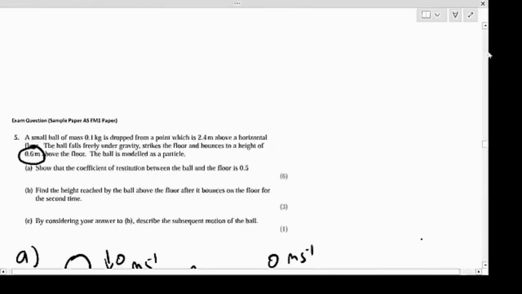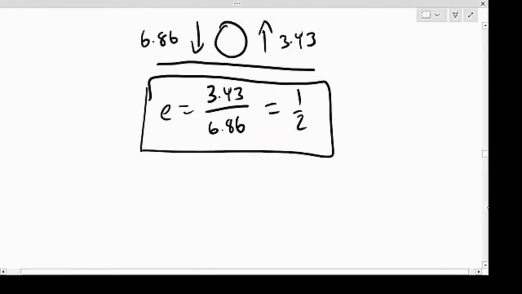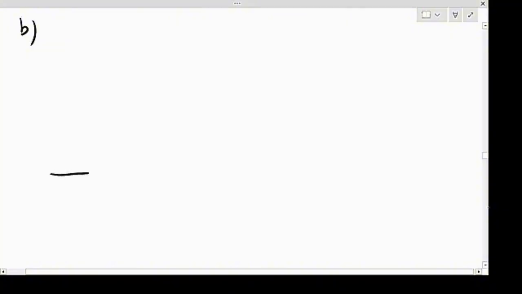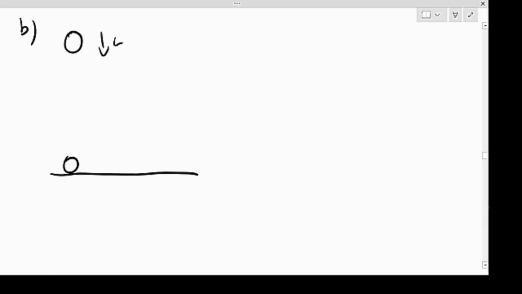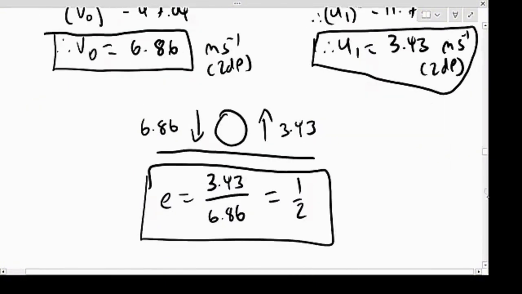Okay, and then in part B, it says find the height reached by the ball above the floor after the second bounce. Okay, right, so now we're going to need to consider another bounce. So now it's going to come back down again. So it's going to look like this. Okay, so it's going to drop back down to the floor with speed 0 initially again, right? And then it's going to reach the floor with a speed of v1. And the height, well, the height again, this is after the first bounce. The height is now 0.6.